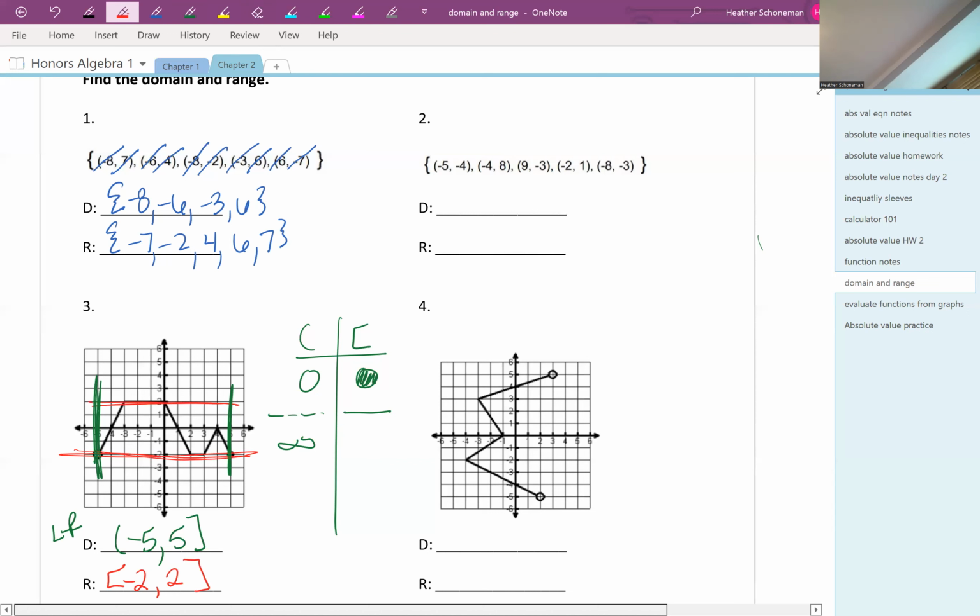So we just created a box around our graph, and that's what the domain and range does. The domain is left to right, the range is bottom to top. You read the domain off the x, you read the range off the y.